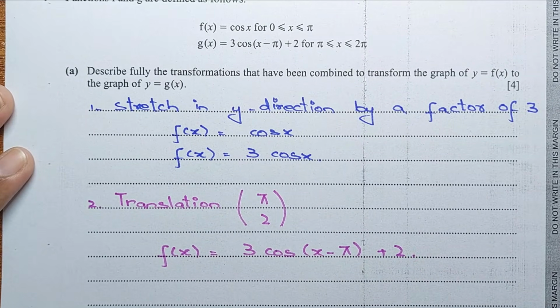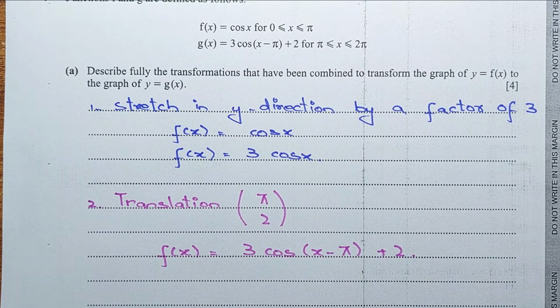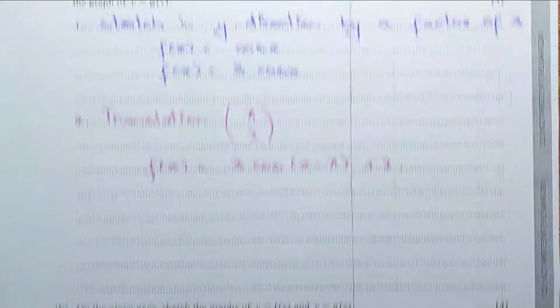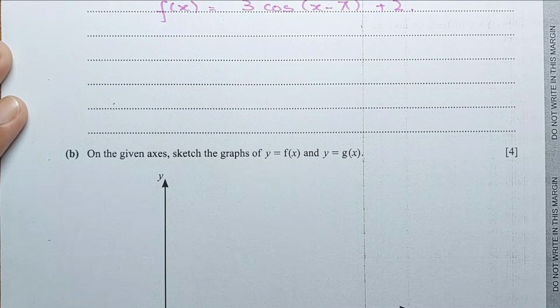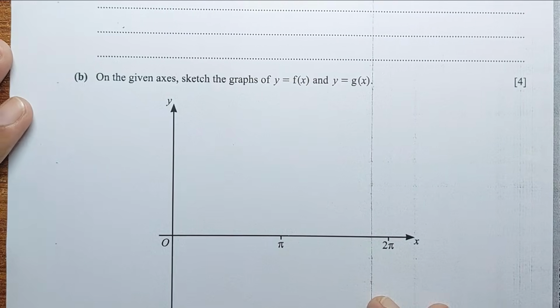So we have a stretch in y direction by a factor of 3, a horizontal translation of pi units, and a vertical translation of 2 units. So these are the two series of transformations which are applied on the function f of x to get the function g of x. Now for this B part, on the axes, sketch the graph of f of x and g of x. All right, just sketch.